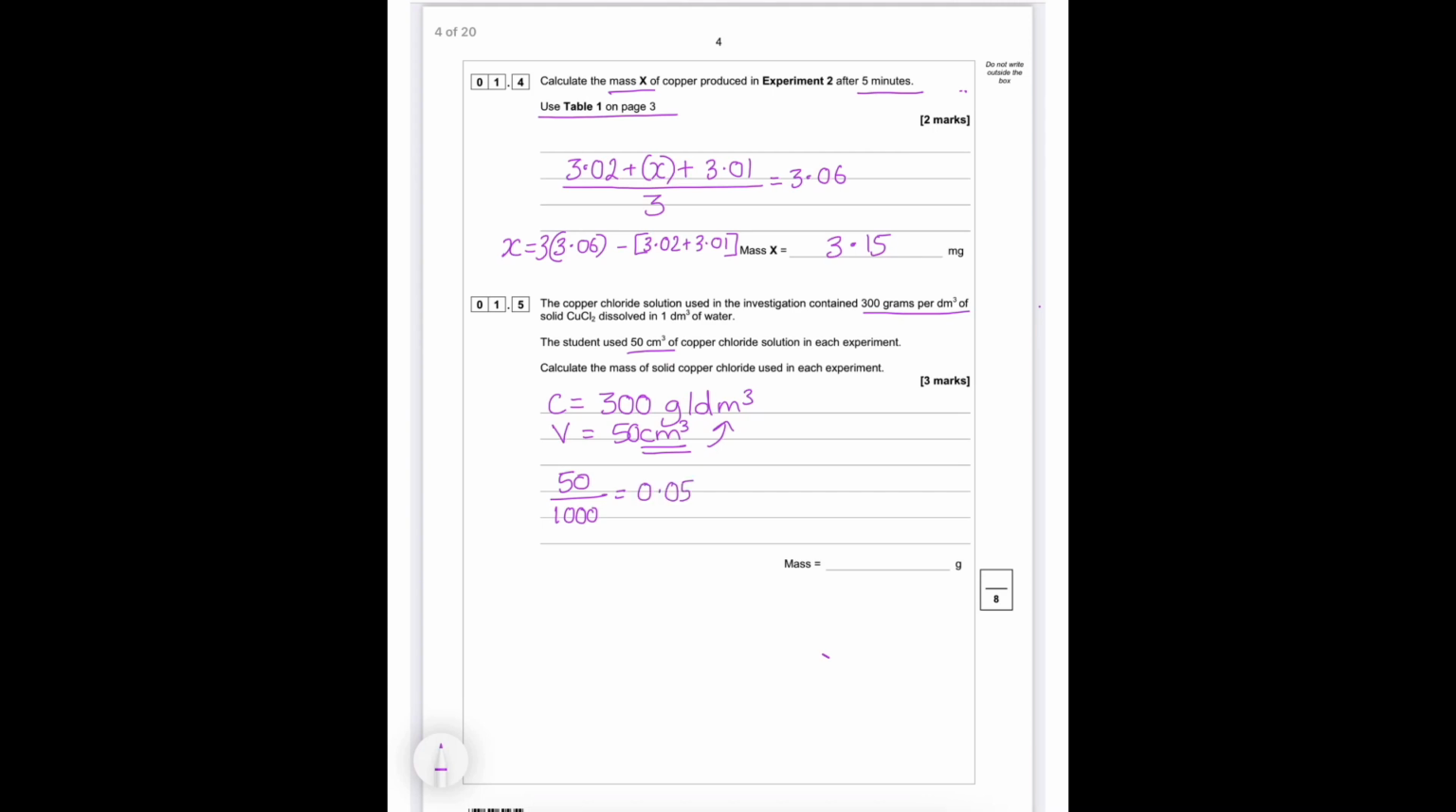0.05 decimeters cubed. And then to work out the mass, we are going to do the concentration times the volume. So we would have the concentration, which was 300, times the volume, which was 0.05, and that would give us a mass of 15 grams.